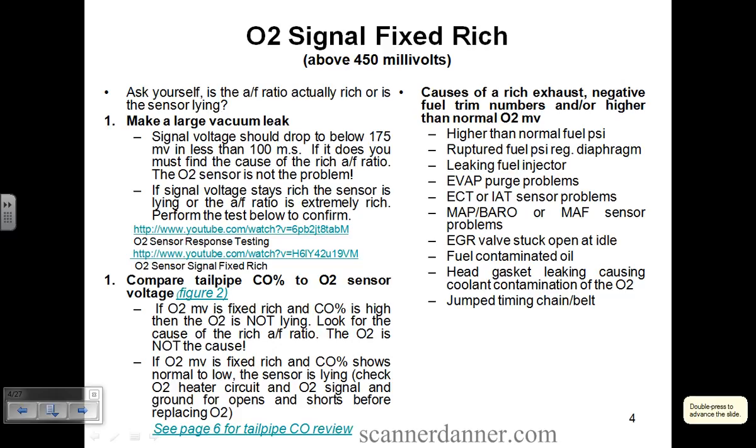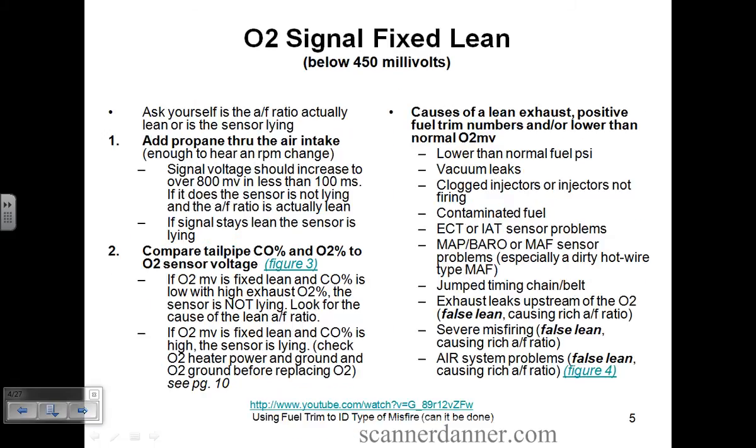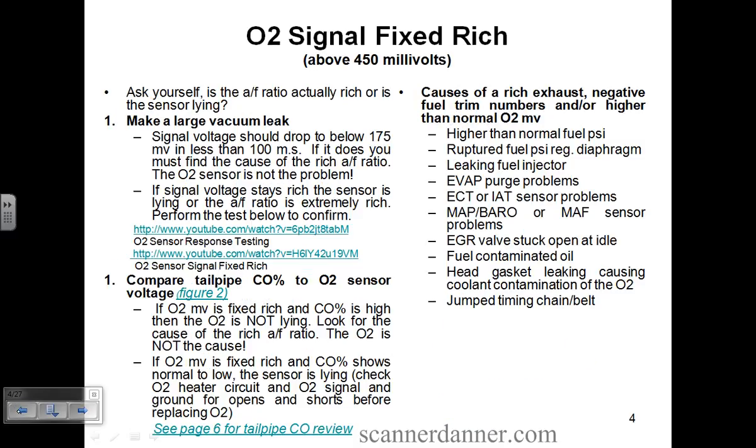If we have a fixed O2 signal, it's fixed rich on page 4, page 5. If it's fixed lean, what is the first thing that we think about? What's the first thing we ask ourselves with a fixed rich O2? Is it actually rich? Or is the sensor lying? Do you guys know what I mean by lying?